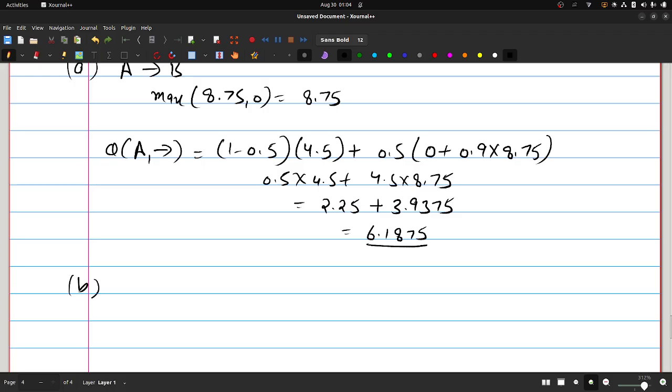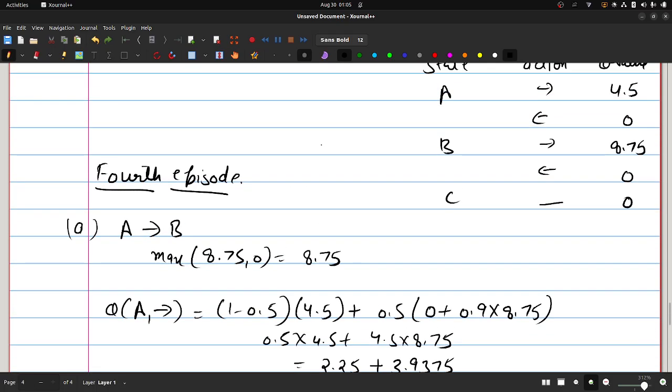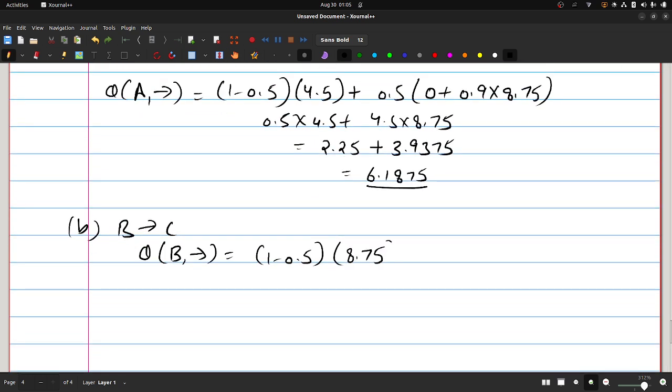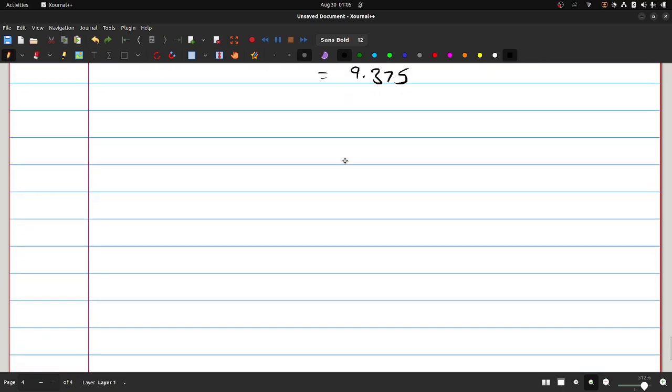Similarly, from B to C, the Q value when it takes a right action at B is equal to 1 minus alpha times the Q value in B, which is 8.75, plus alpha times the reward that it will get, 10. So it is something like 9.375.